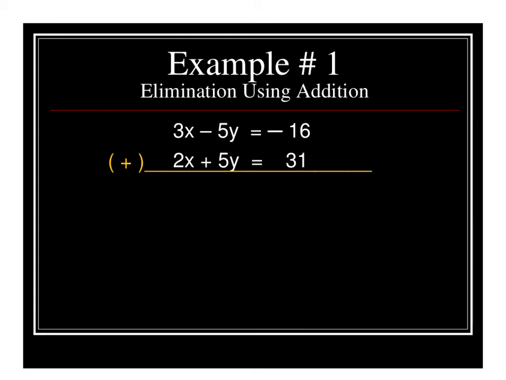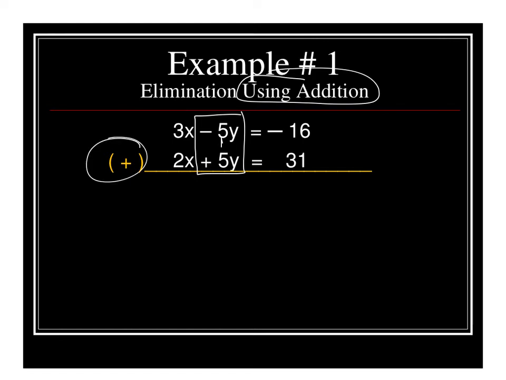Alright. When is the best time, you may ask yourself, to use elimination? Well, the best time to use elimination, especially elimination with addition, is when you have a variable that has the same coefficient. Both the y's here have a 5, but they have opposite signs. One's a negative, one's a positive. That's when you're going to use addition. And all you do with addition is add the 2 equations together.